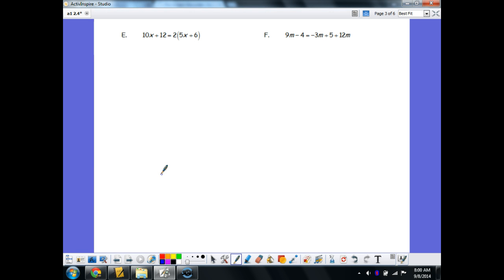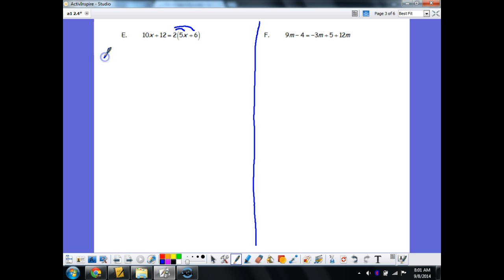As stated in the previous video, these next four examples are equations that create special cases for their solutions. What happens is that the variables end up canceling out, and you'll see what I mean when we start solving E. In E, the first thing we're going to do is distribute the 2 to get rid of those parentheses.